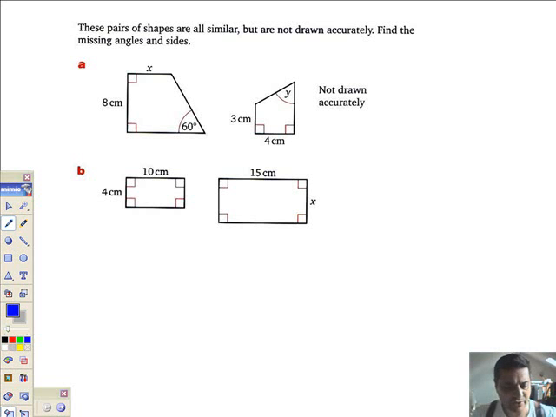Section 15 Constructions, the higher course. I've done 15.1 and 15.2, the foundation course, so click on the links and catch up on that. Jumping straight to 15.3, grade B, similar shapes.